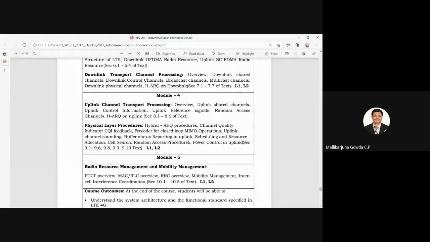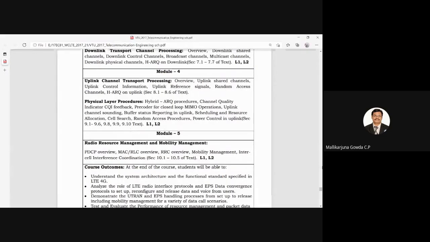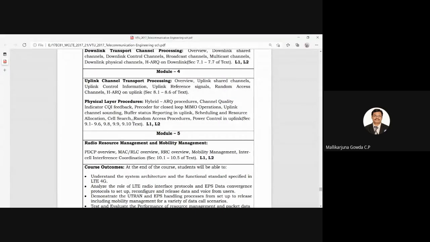Okay, I need not go topic by topic. As I said, modules 3 and 4 are all about channels, as well as transport channels and physical layer procedures. There we check how the channel quality is measured and other things. In addition to that, the important things are cell search, then the random access procedure, and how we control the power of the mobile device. All these things we will be discussing in module 4.